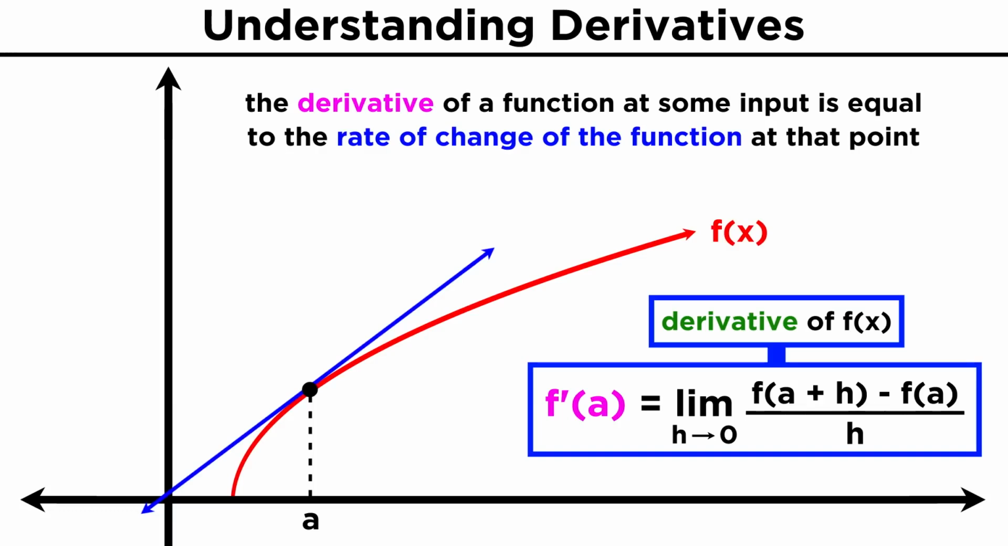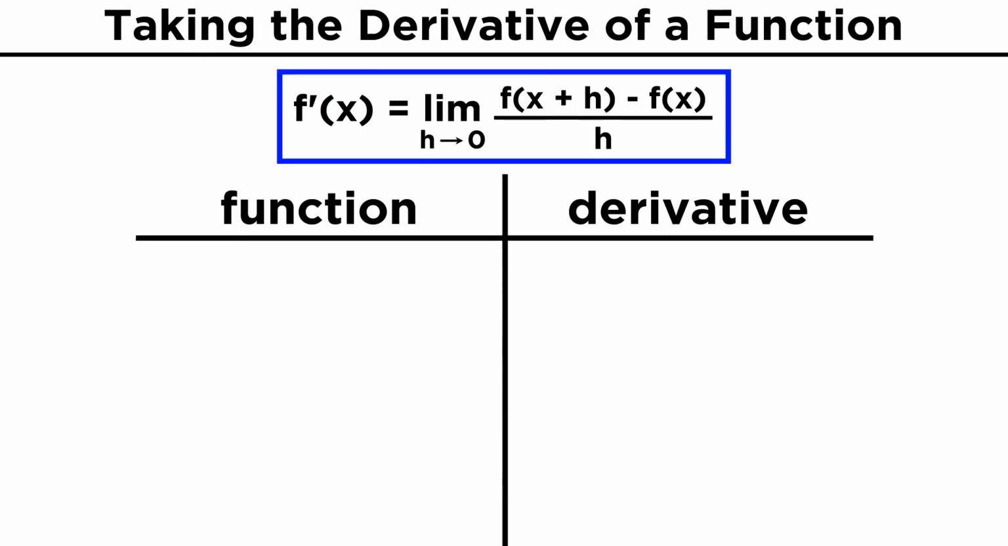Identically, the derivative of a function at some input is equal to the rate of change of the function at that point. These are two ways of saying precisely the same thing, and that thing is the derivative of the function. Let's use this expression to take the derivative of some different functions.